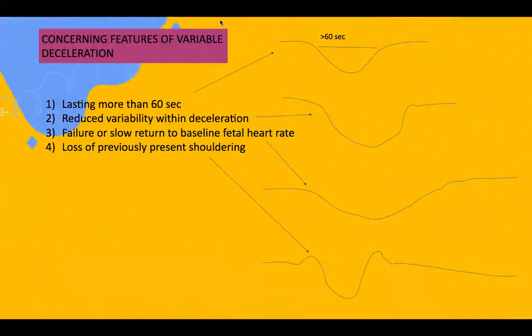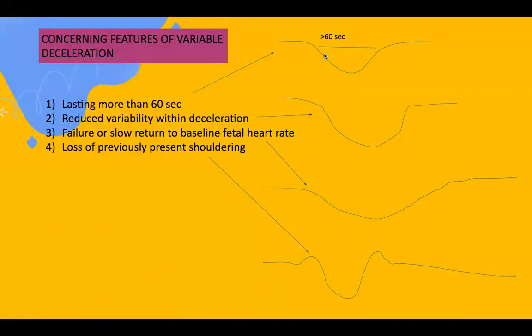Now, concerning features of the variable deceleration. Why I'm telling you before this is because in the next few slides we will be discussing how we have to make the management plan. You have to know this very well, because otherwise variable decelerations are not important at all if they are not having any concerning features. Without concerning features, variable decelerations have no meaning at all, right? So you should know the concerning features. Deceleration is lasting more than 60 seconds.